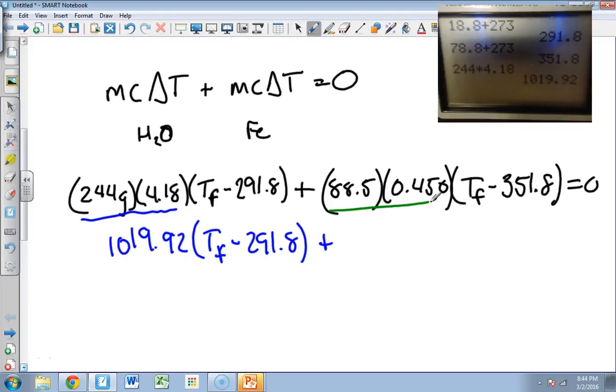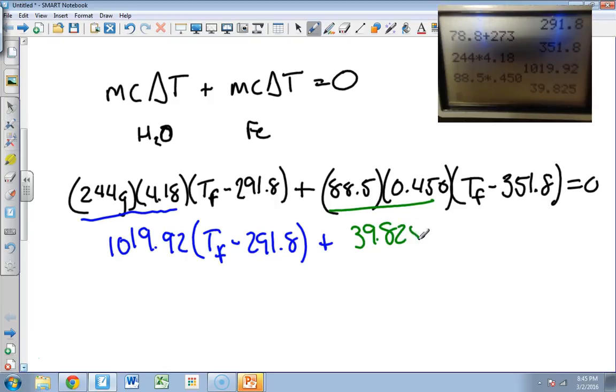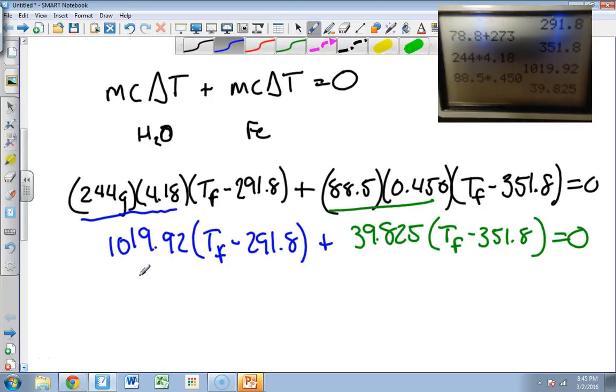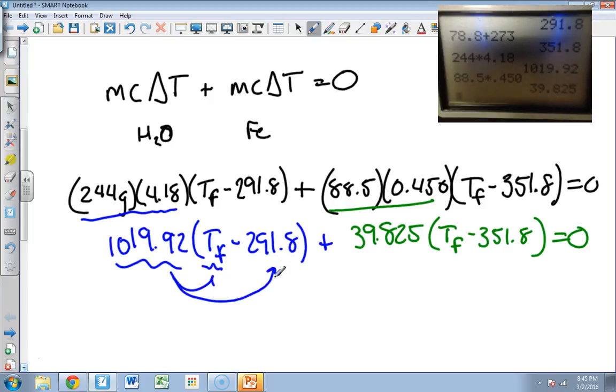So now we're going to do this part here, so that's 88.5 times 0.450. So this is 39.825 times TF minus 351.8. Okay, and all of that equals 0. Now we can distribute. Here we can take this and multiply it here, take that and multiply it there.